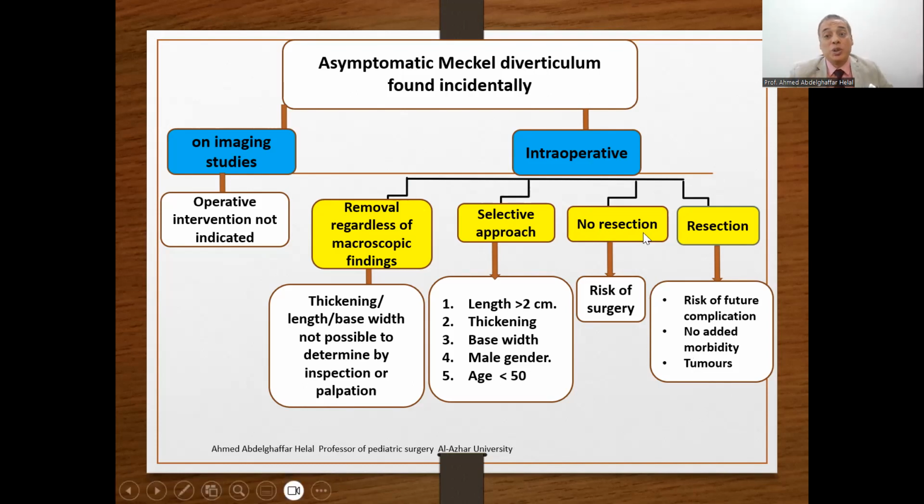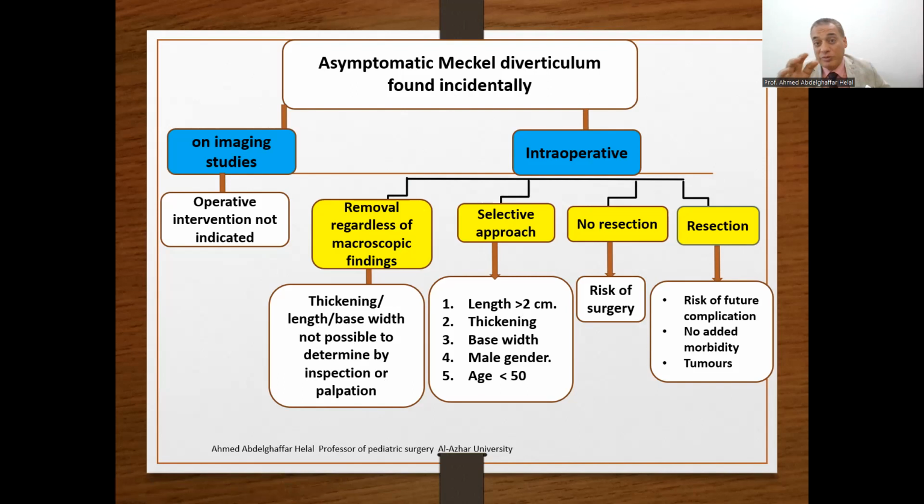Second school, no resection, because the risk of surgery and the unplanned removal of the diverticulum may carry high morbidity and mortality. They argue, don't remove the Meckel. Third school, perform a selective approach, depending on the Meckel's characteristics: length, thickening, width, male gender, and age. However, finally, removal regardless of the macroscopic finding, because the thickening and the width are not possible to determine by inspection and palpation. Very important two slides for the management.